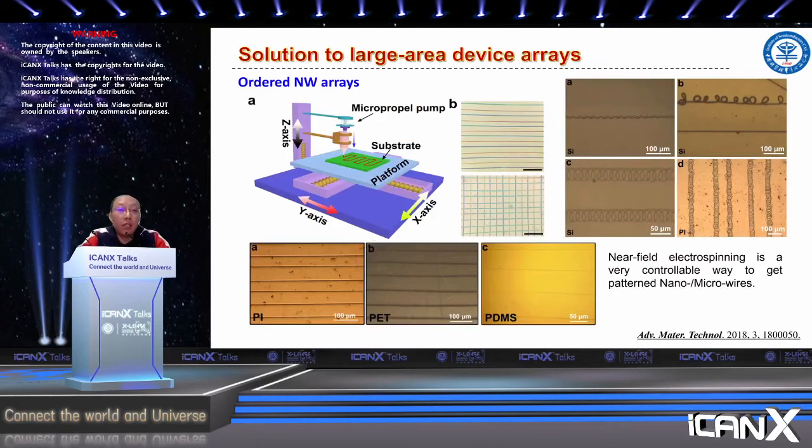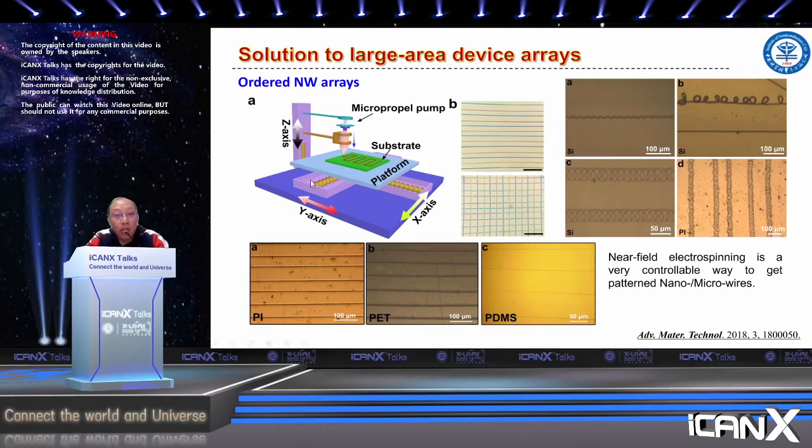In this part, I will show our solutions for the large area device arrays. As I just said, we try to make nanowire arrays on a very large area, and with these large area nanowire arrays, we can easily make device arrays. We can use different methods to make the nanowire arrays. In this slide, I will show you one example. We use a near field electrospinning method to get nanowire or micro nanowire arrays.